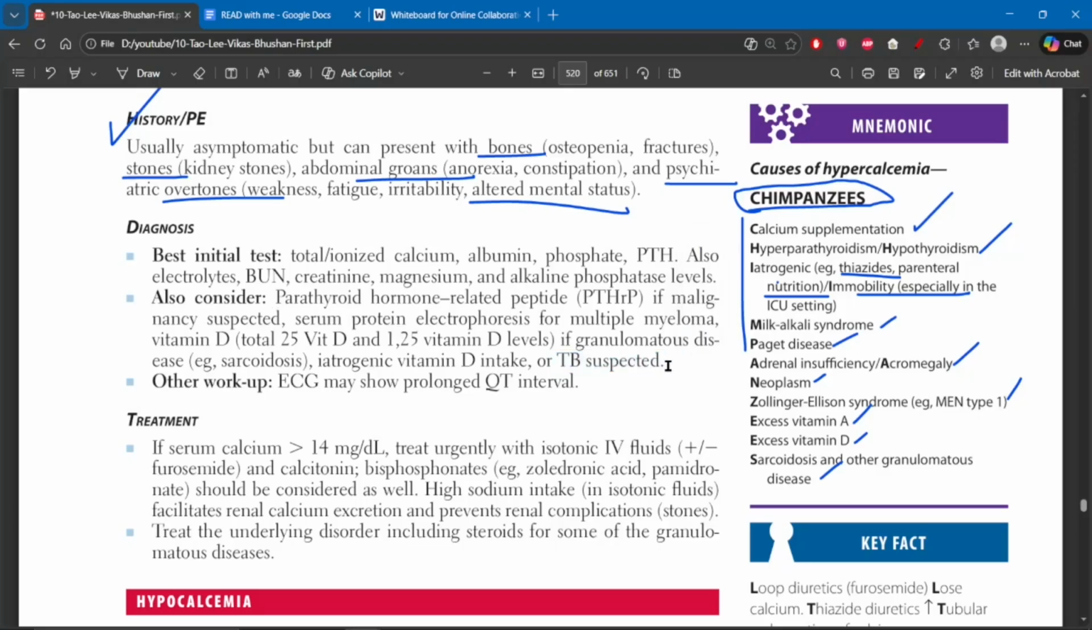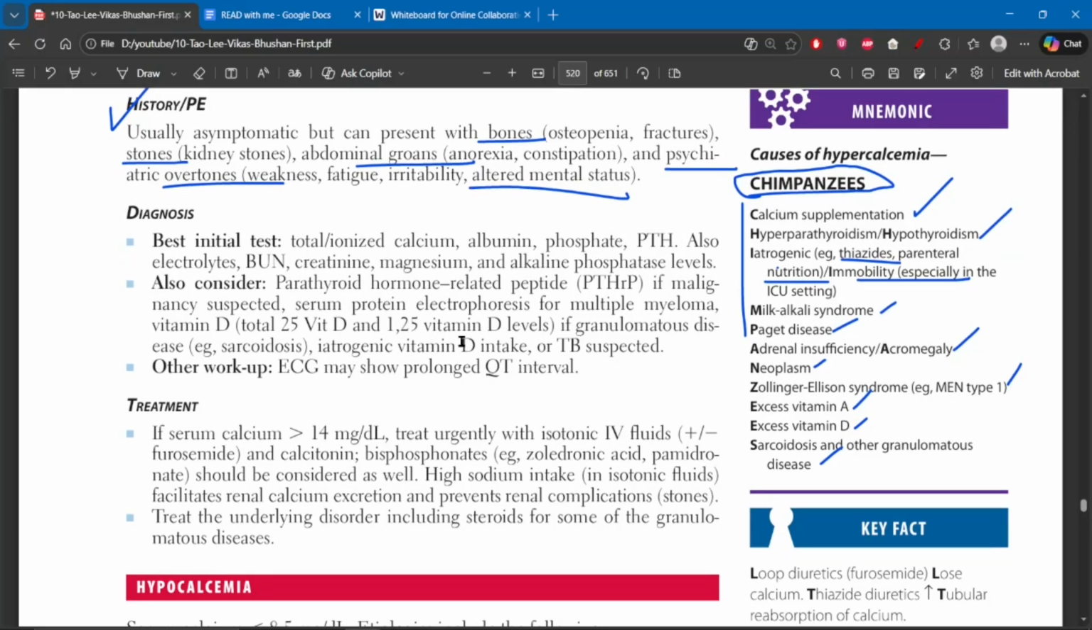So the also-considered tests are some tests that are extra. These are not routinely done, but they must be done if you suspect any particular etiology like cancer or TB, right? Or if you think that the patient might be supplementing with vitamin D themselves.